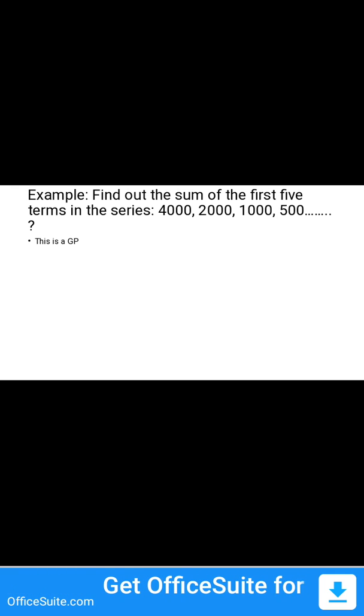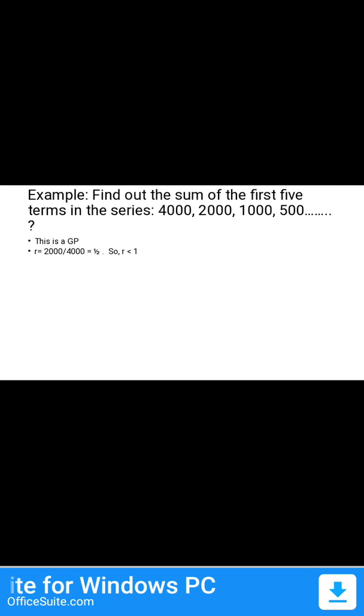1000 divided by 2000, 1 by 2. 500 divided by 1000, 1 by 2. So the common ratio, you can understand, is equal to 1 by 2, and it is the same throughout. So it is a GP. But here r is less than 1. 1 by 2 is less than 1.